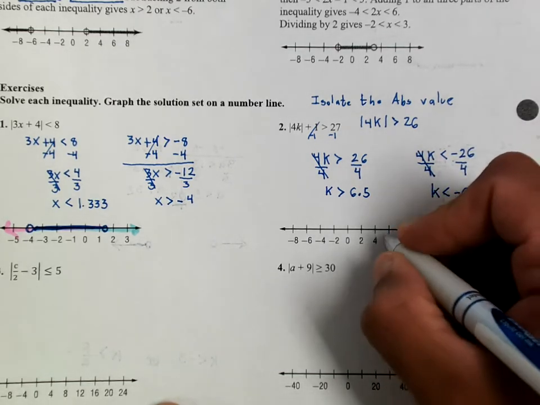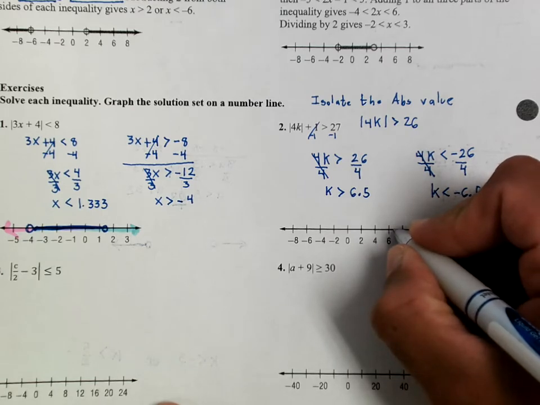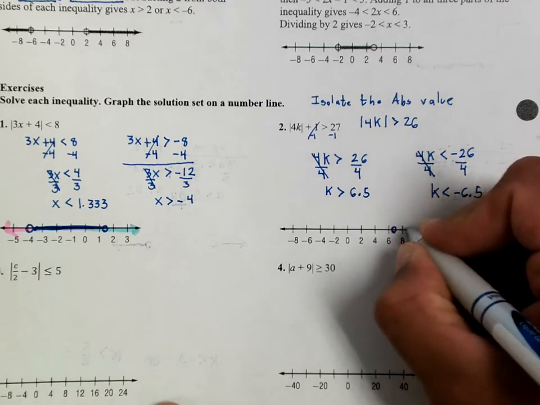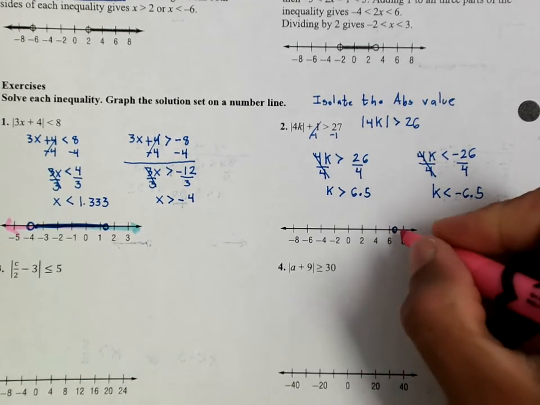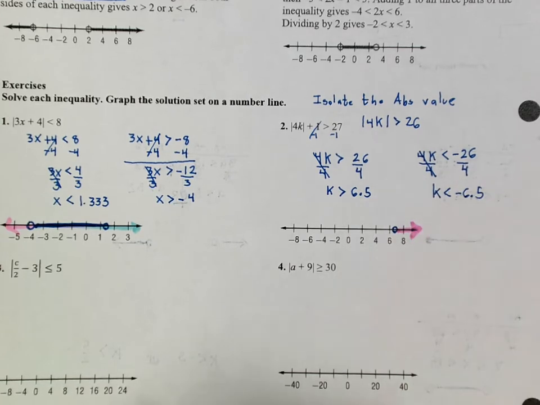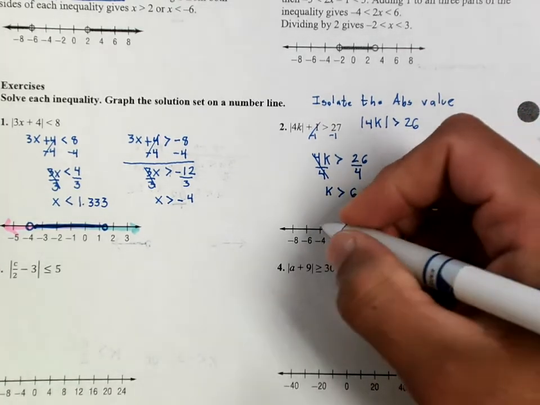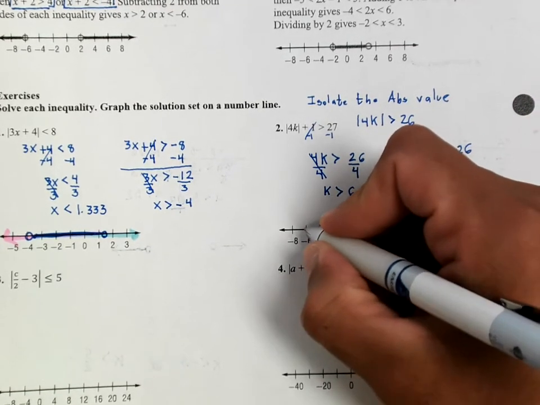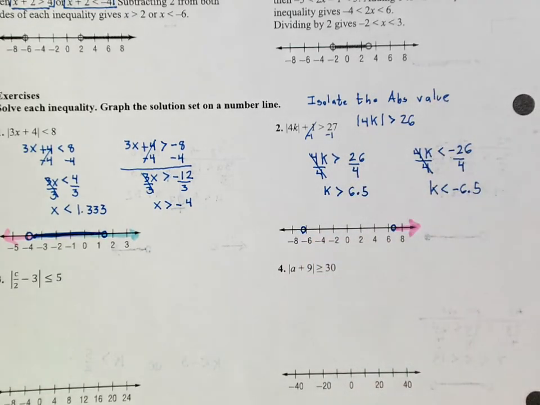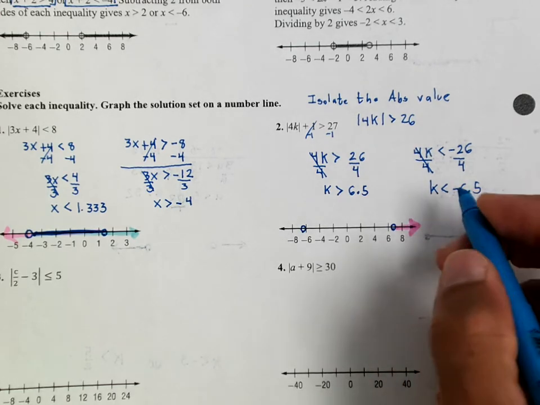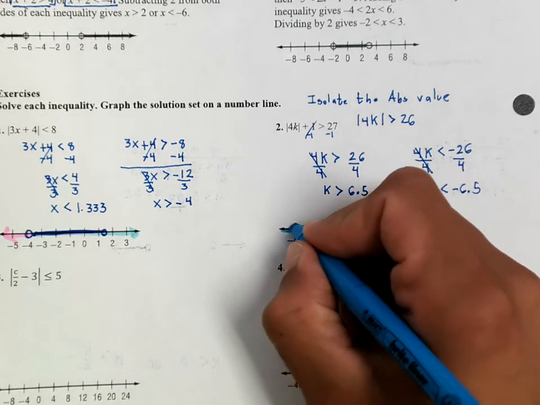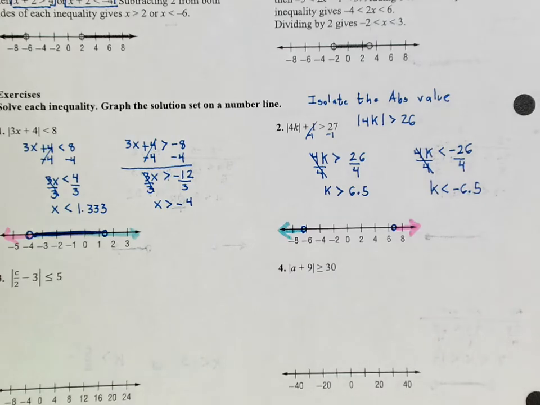Alright, so 6.5 is, let's just say, around right there. Greater than means I would shade everything to the right. And then negative 6.5 will be, I don't know, somewhere around there. And I would shade everything to the left because k is less than negative 6.5. Okay? So this happens to be an OR statement. Alright, so this is an OR statement.